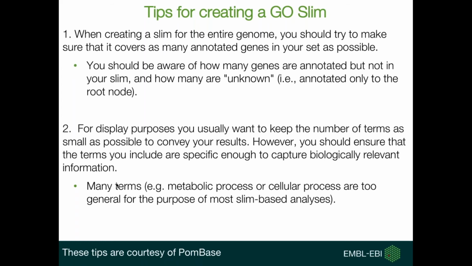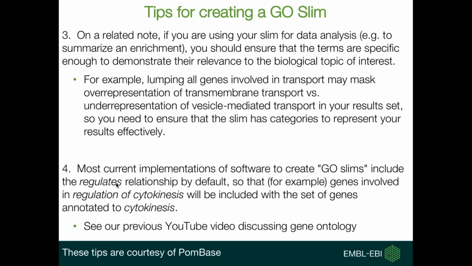The one thing that you should be aware of is that the terms have to be specific enough to capture biologically relevant information. So, for example, many terms like metabolic process or cellular process are too general for the purpose of most SLIM-based analysis. So you want to go with something a little bit more specific, like with metabolic process, you want to look at, oh, I don't know, protein ubiquitination, and with cellular process, apoptosis, but maybe you want apoptosis related to caspase signaling. You have to think about what kind of terms you're going to use and how generic or how specific they are. You don't want to go too unspecific, and you don't want to go too specific.